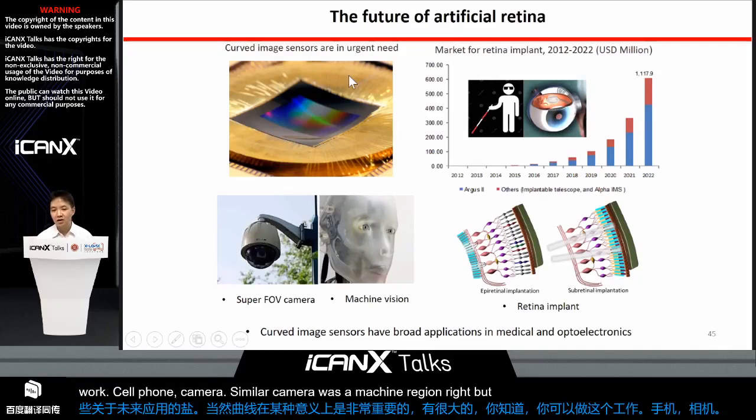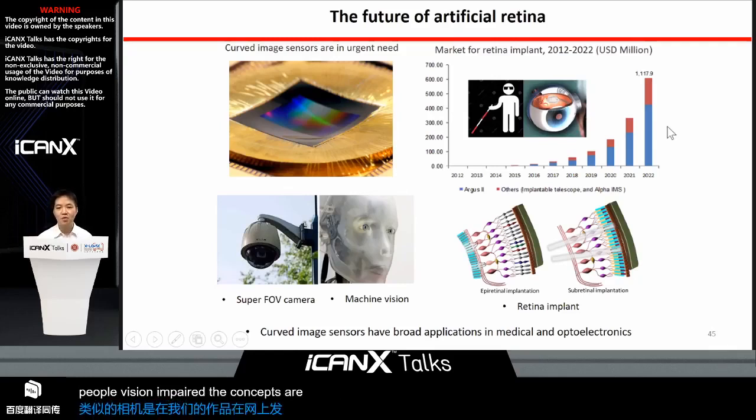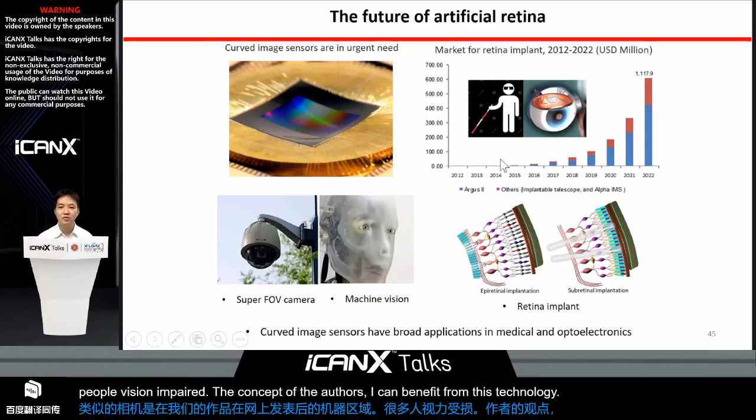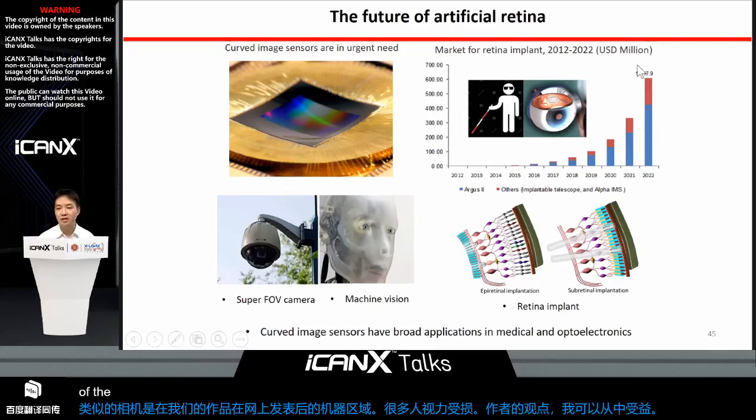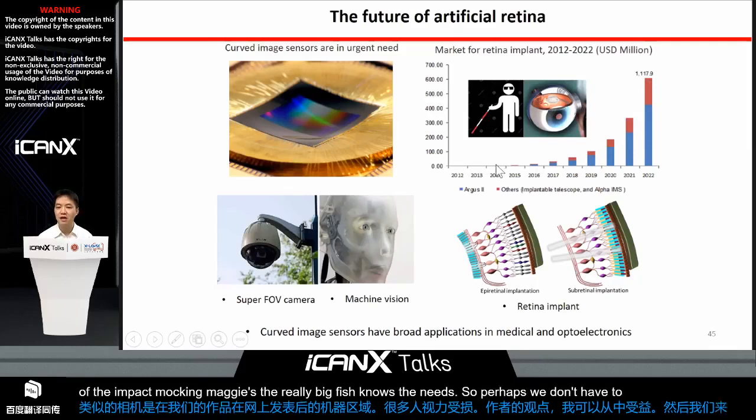But after our work was published online, many visually impaired people contacted us and asked when they can benefit from this technology. Then we looked into the details of retina implants. The market is really, really big. This shows the need is very big. So perhaps we don't have to replace the entire eyeball.